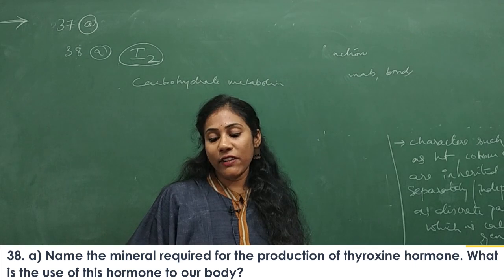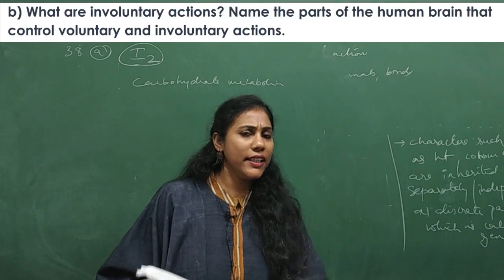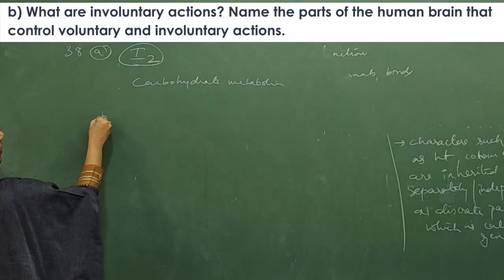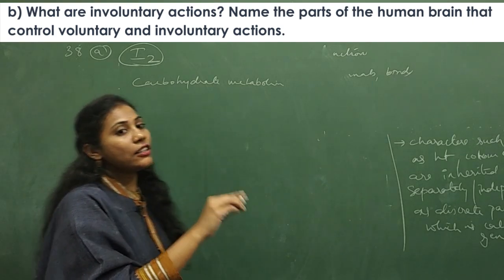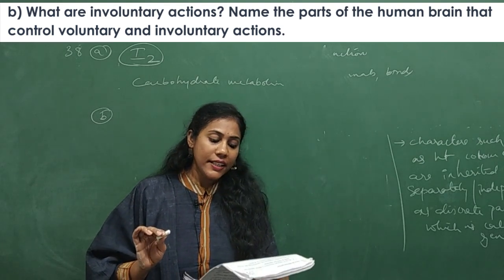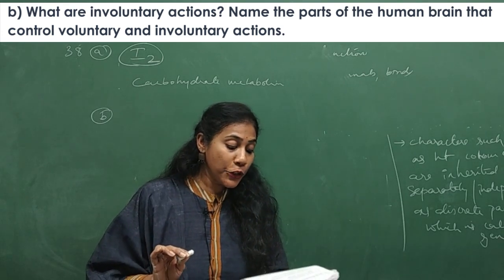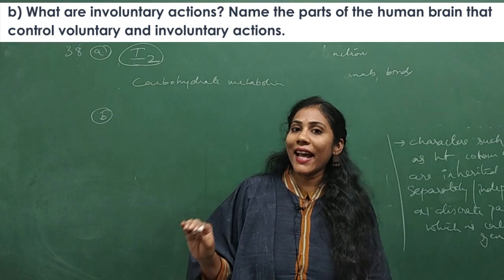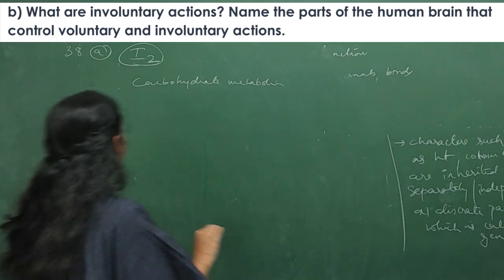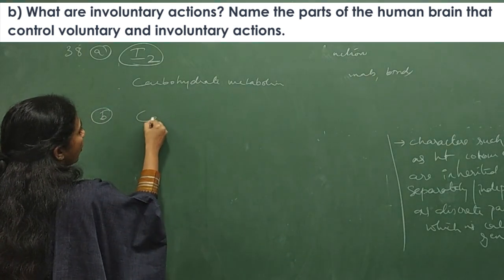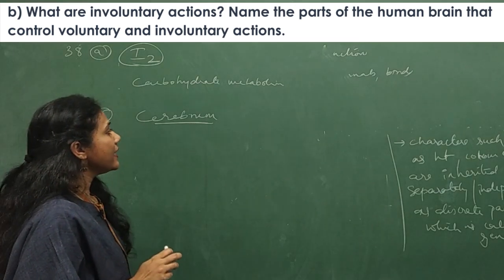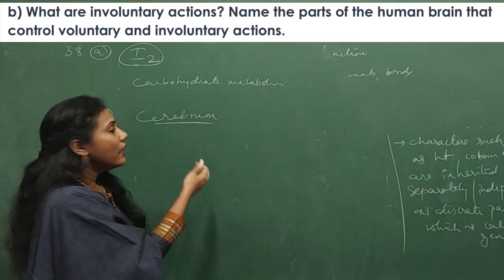Coming to question B, what are involuntary actions? The actions which are not under our thinking process. Actions which are not under the control of our thinking process are called involuntary actions. Name the parts of the human brain that control voluntary and involuntary actions. Voluntary actions are the actions which are under our thinking process control, right? Voluntary actions are controlled by a part called the cerebrum, right? The cerebrum is the one which controls all our physical activities, and it's the seat of intelligence, seat of memory, everything.